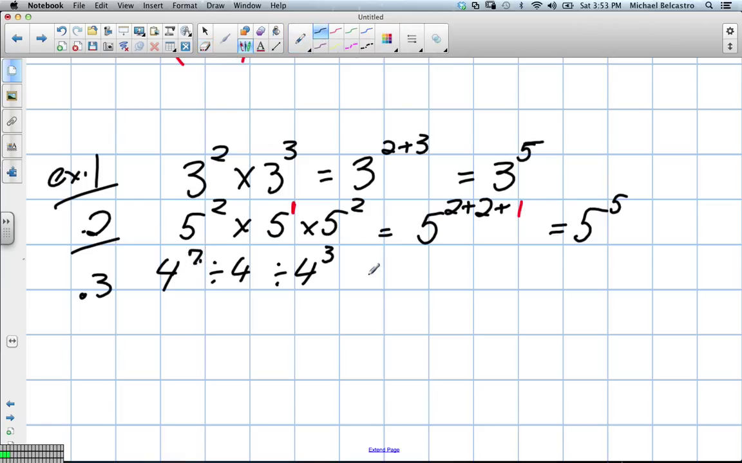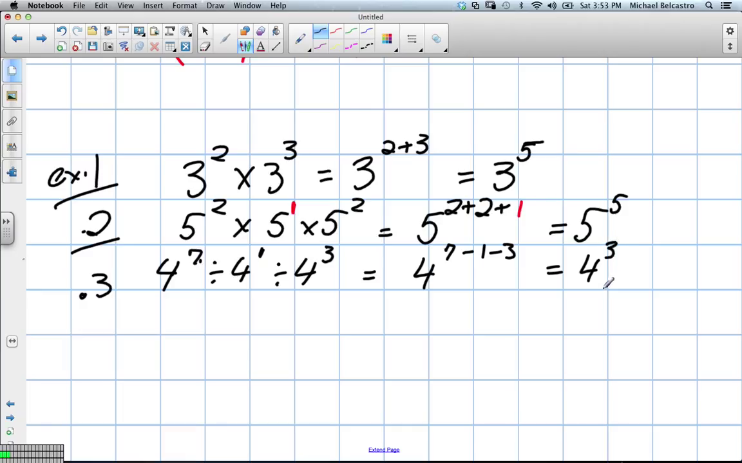Well, since the base is 4, it can be written as 4 to the power of 1. So you simply subtract the exponents since the bases are the same. So 4 to the power of 7 minus 1 minus 3. Great. Now, because of subtraction, we do have to do that in order. What is 7 minus 1? 6. Minus 3? 3. So 4 to the power of 3.